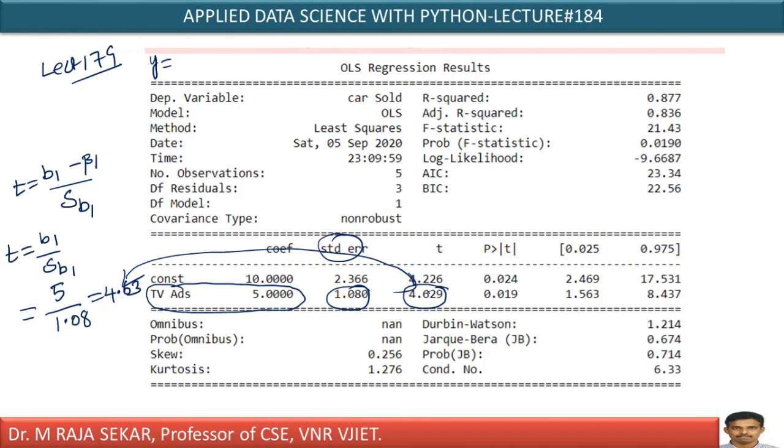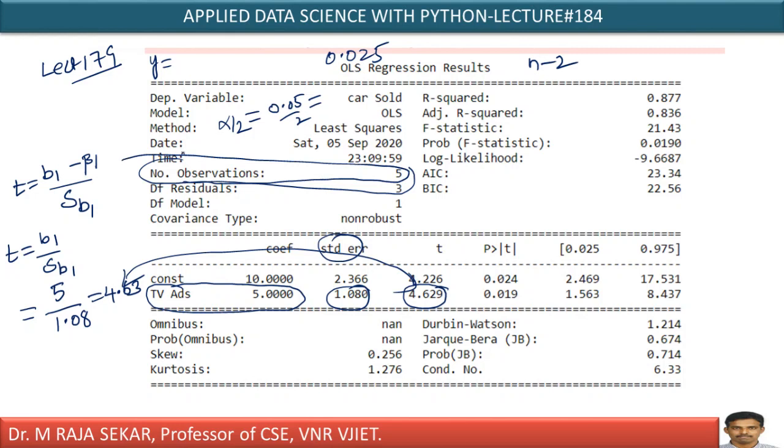This t value you have to compare with what? As it is a two-tailed test, how do you know it is a two-tailed test? In the alternative hypothesis we have the not-equal-to symbol. In that case I need alpha by 2. What is my alpha? 0.05, or 5%, divided by 2, which is 0.025. At how many degrees of freedom? n minus 2. How many observations are there in this problem? Therefore n minus 2 means 5 minus 2.